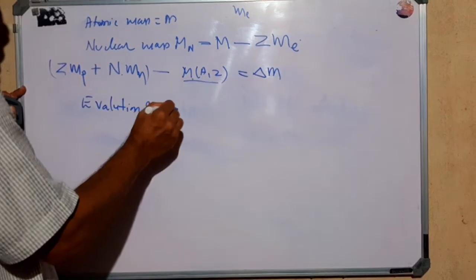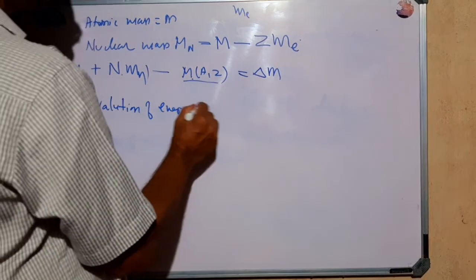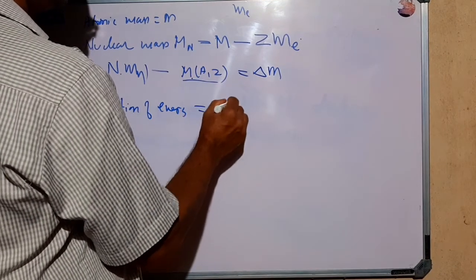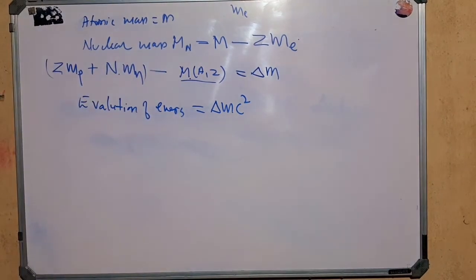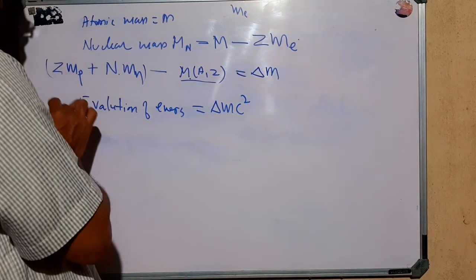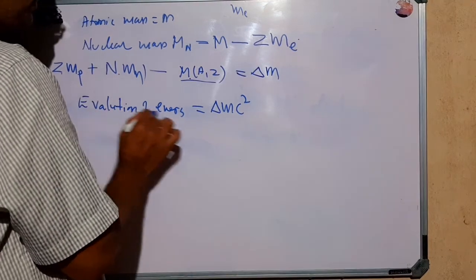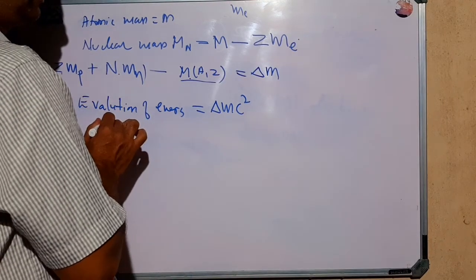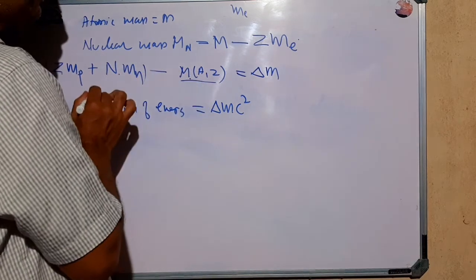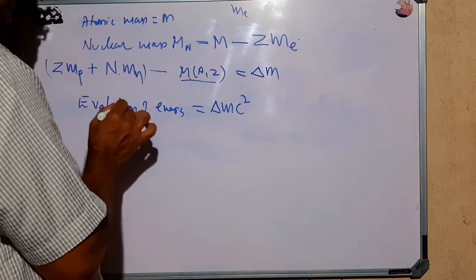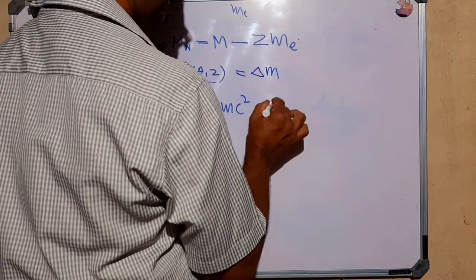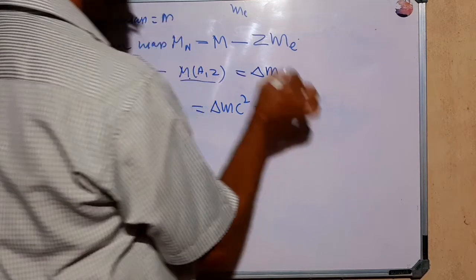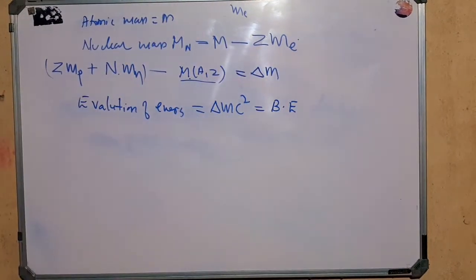Evolution of energy. That is equal to how much? Delta M into C square. That means this much of energy is lost during the formation of the nucleus. This much of energy is evolved. Because of this, we are observing the difference. This evolution of energy equal to delta m c square is called binding energy.